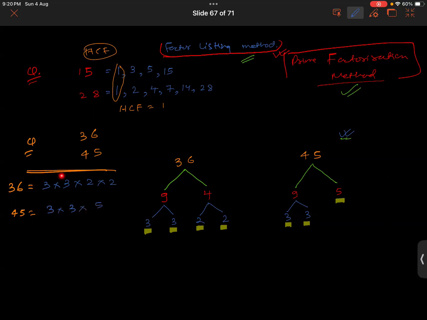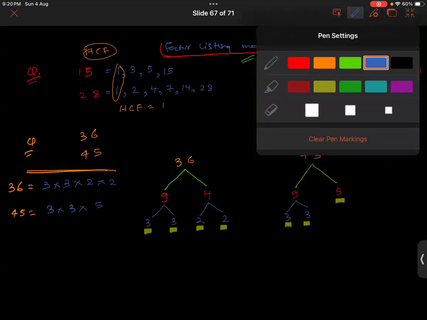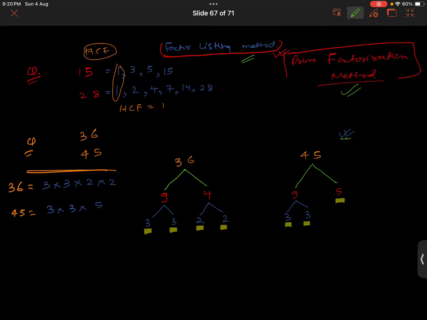So here, using the prime factorization method, you have broken it down as the product of prime numbers, prime factors. Okay. Now, what does the next step say? You have to simply circle the common factors. So this 3 is common. Okay, circle it. This 3 is also common. Circle it. Right? Are there any other numbers which you can take common?